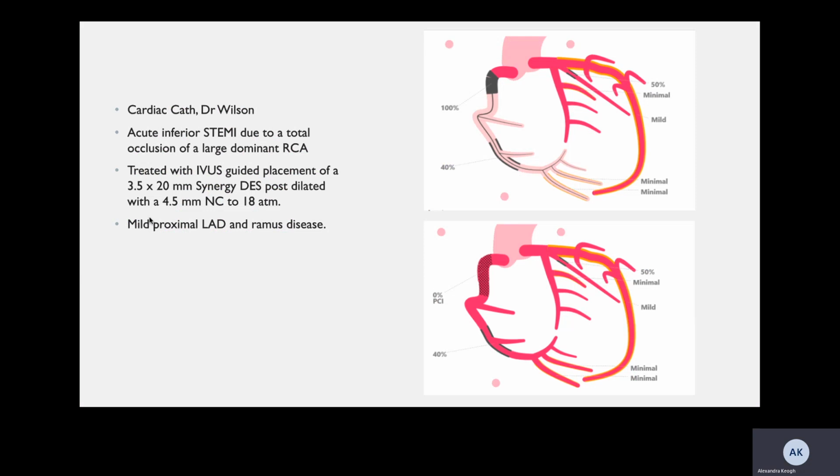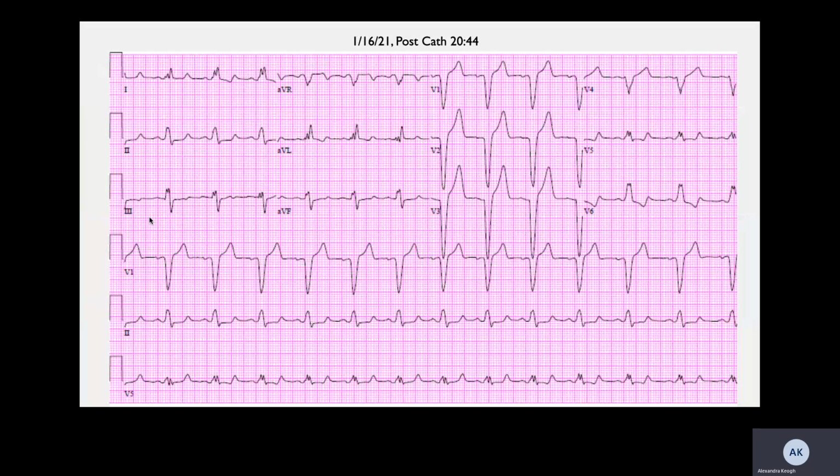So they activated the cath lab, they took the patient to the cath lab, and the patient was found to have a total occlusion of the RCA, and they put in a stent and opened it up. And here's the post-cath EKG, and you can see that those inferior ST segment abnormalities have resolved.